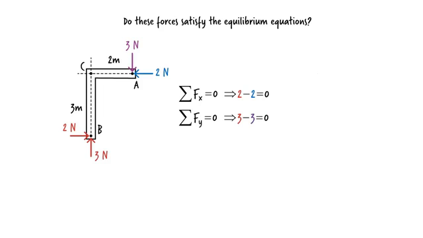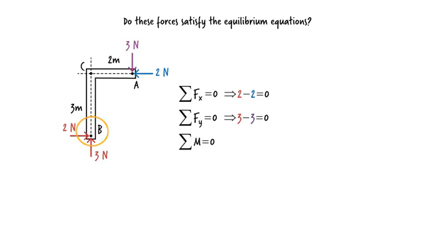Now let's check the moment equation. To do so, we need to pick a point and calculate the sum of the moments about that point. It does not need to be a specific point. It could be any point in our 2-dimensional space. We can pick A, B, C, or any other point on or off the bracket. For example, we could pick this point if we wanted to. Here, I am going to pick point B.